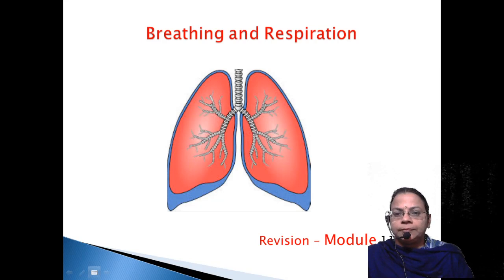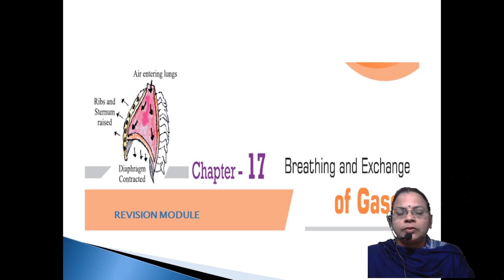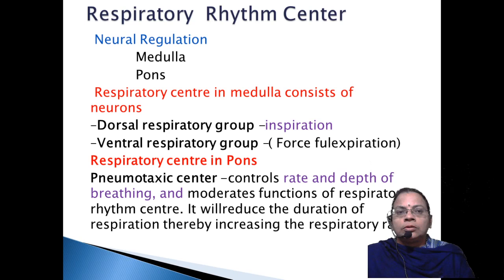Good morning, everybody. Today we are continuing with our revision, Module 3, the regulation of respiration. So, how is respiration regulated? It is mainly with the help of two groups of neurons which are present in the brain. That is coming under the category of neural regulation. Apart from this, there is one more regulation, that is chemical regulation.